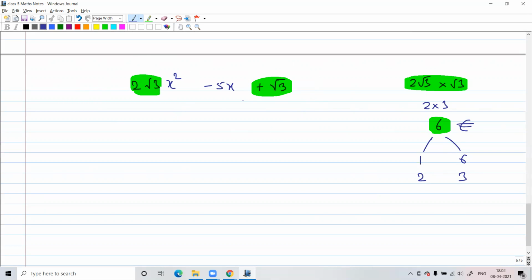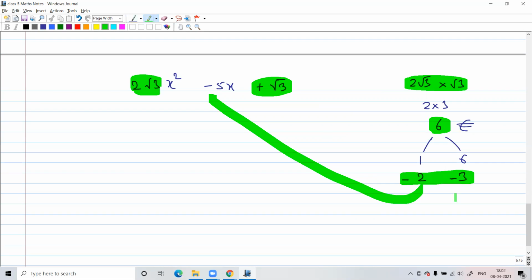And in that case, if I want a negative sign here, if I want a minus, that will be possible only when both of them are minus and minus. So minus 2 and minus 3 is the one that will give us, when we add them, minus 5. And when we multiply them, it will become plus 6. We are happy with both. Okay. So this is what we will do.